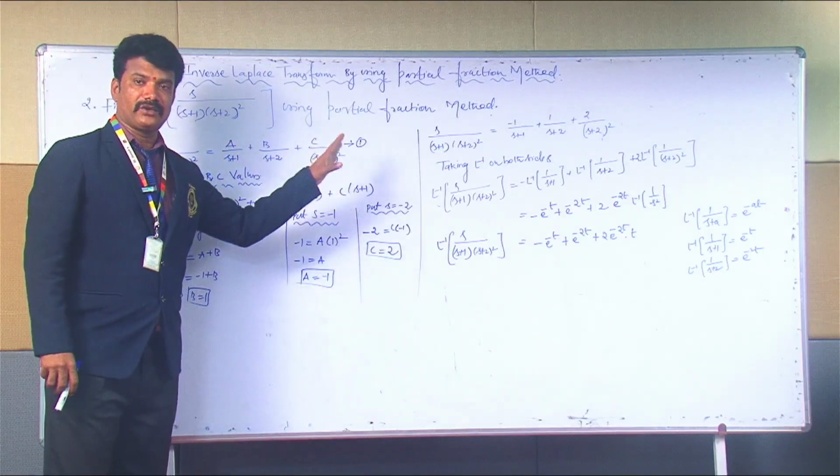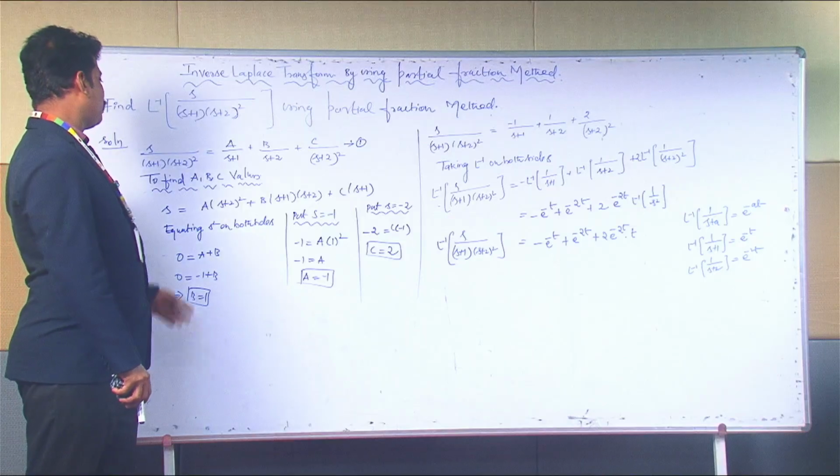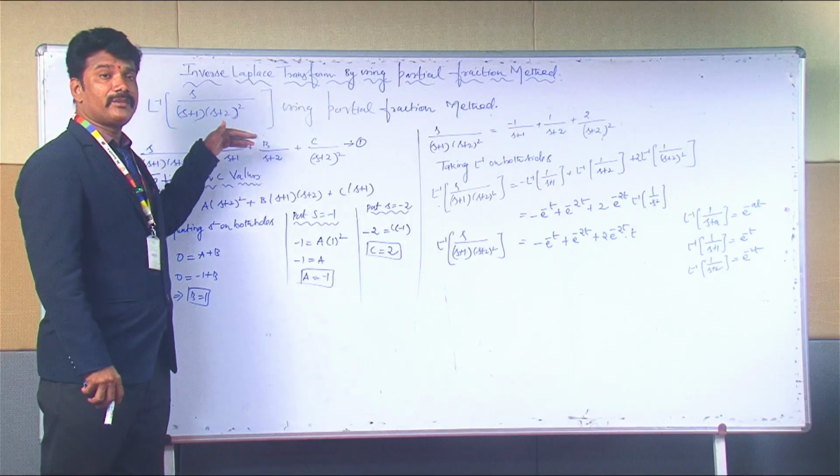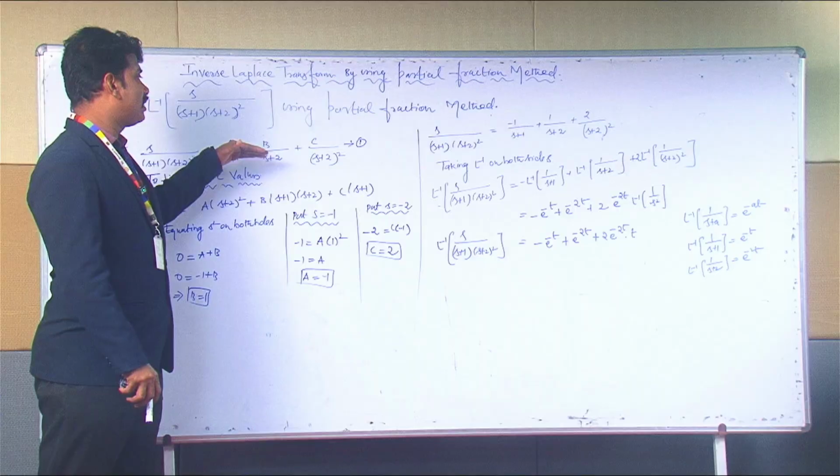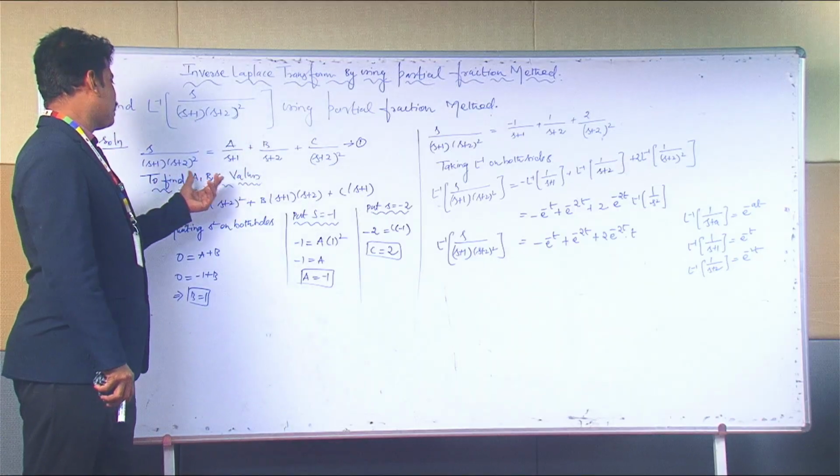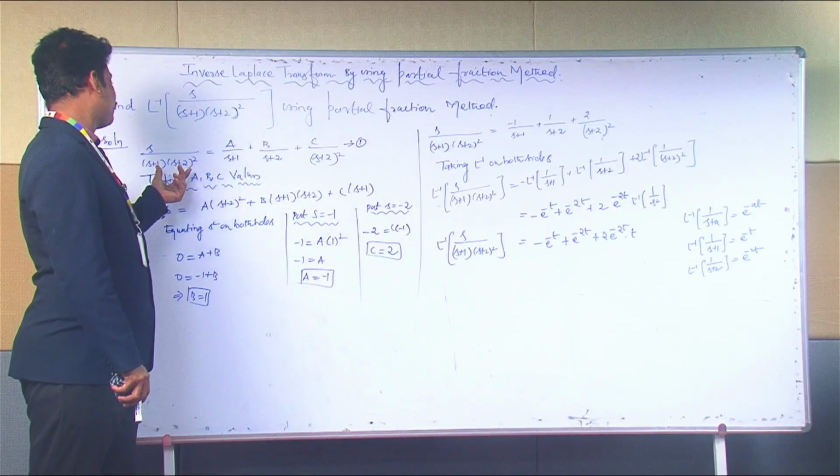This is the first step, equation number 1. And the second one is to find the constant terms. Our ultimate aim is to find the constants a, b, c. Here you have to substitute in the numerator.